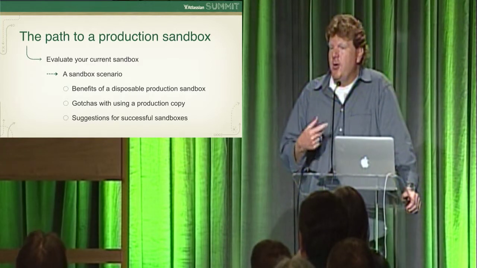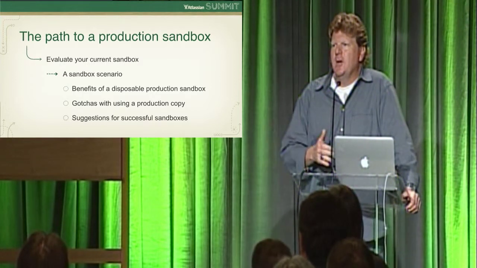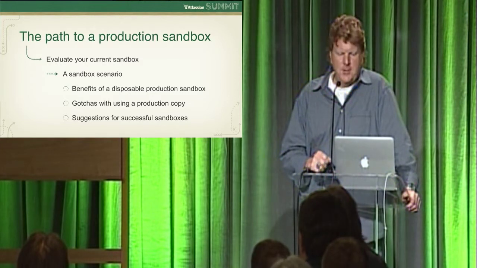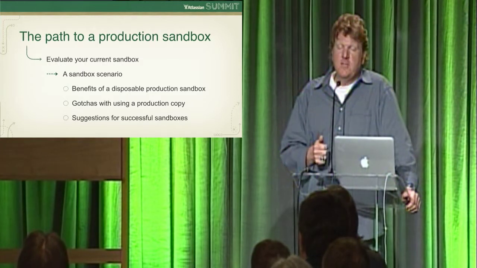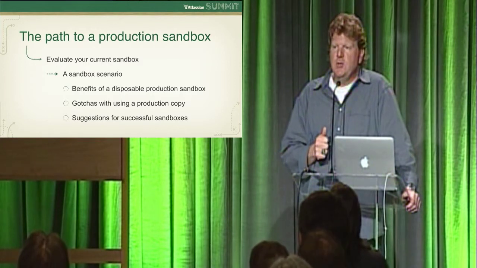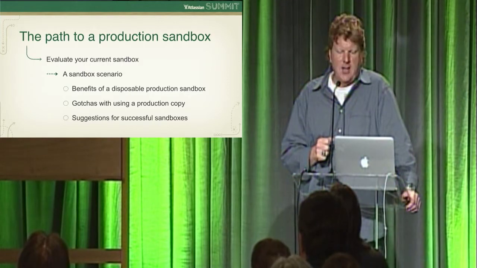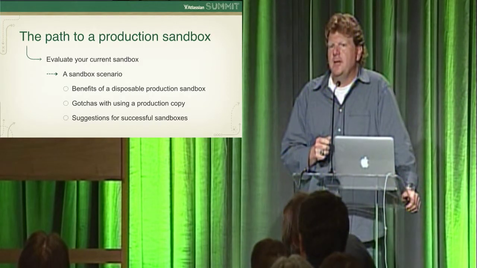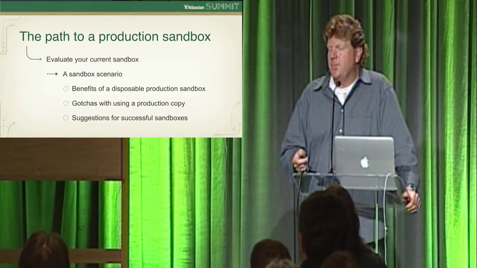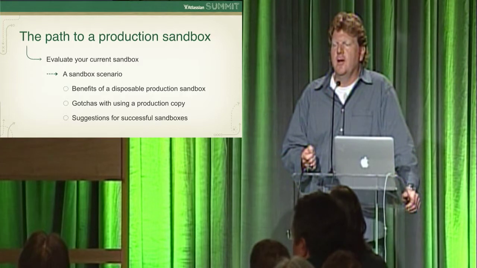I'll give you the scenario that we had to go through. It was kind of a double whammy that led us to use this path as our administrative path for Confluence. Talk about the benefits of disposable production sandboxes. Some gotchas in using a production copy. You don't get it for free, so there's things that you have to take into account. And then some suggestions for successful sandboxes. If you do this approach, here's some best practices that you can follow going forward.